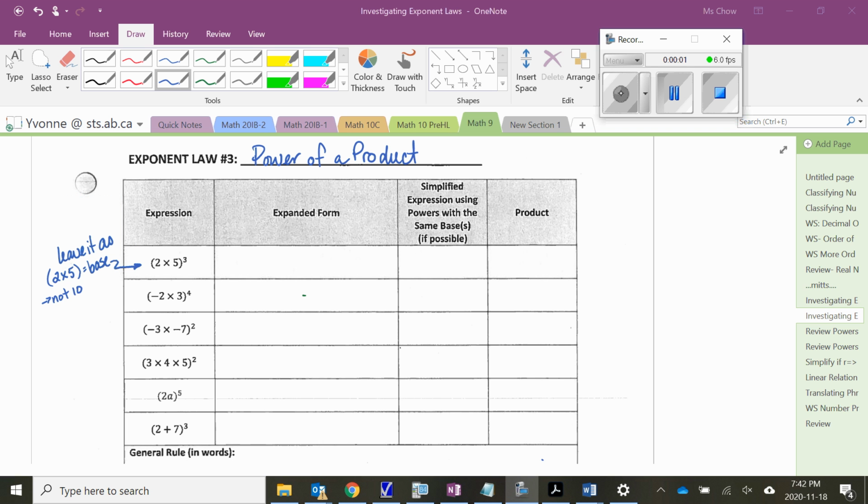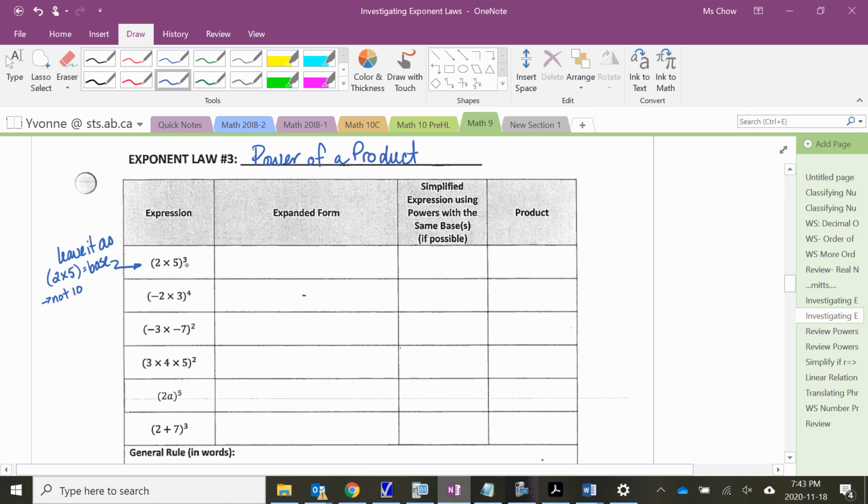Let's take a look at power of a product. So not to be confused with our other exponent that we previously looked at, product of a power. So first let's differentiate between the two of those. So if we have power of a product, if we take a look right here, we've got the power, the exponent, and the exponent is applied to this product. So my base is actually the product.